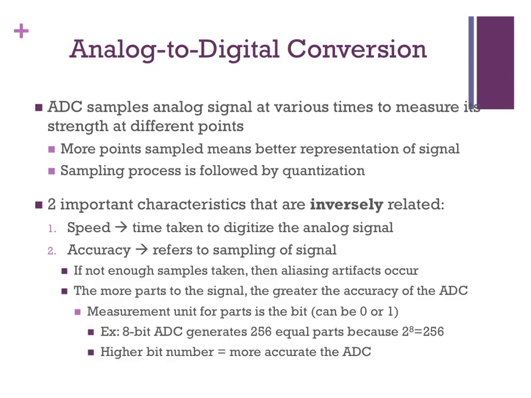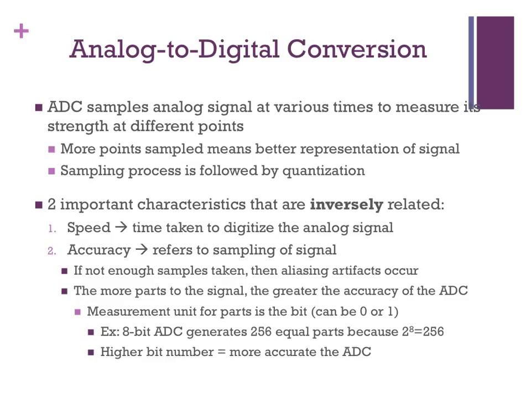Two important characteristics that are inversely related are speed and accuracy. Speed is the time taken to digitize the analog image, and accuracy refers to sampling of the signal. If there are not enough samples taken, then the representation of the original signal will be inaccurate after the computer processing, and then aliasing artifacts occur. The more parts to the signal, the greater the accuracy of the ADC.